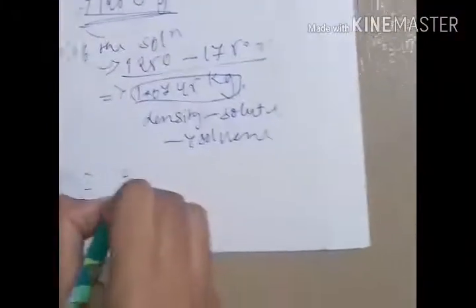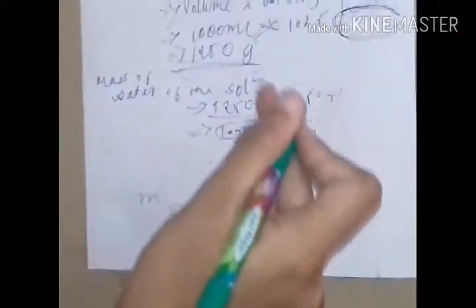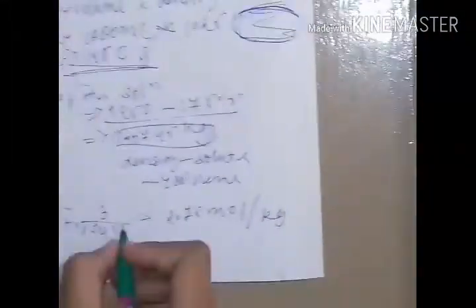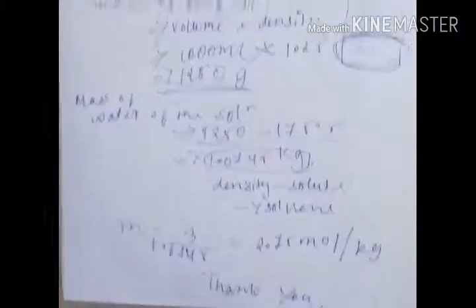So according to the formula, we have the number of moles of the solute, which is 3. We know that, and 1.0745 is the mass of solvent in kg, and we got 2.75 mole per kg.